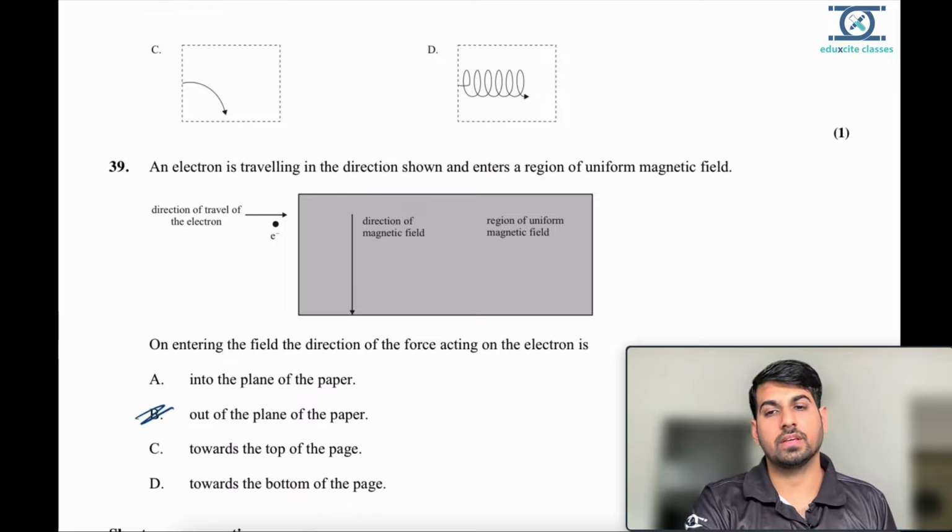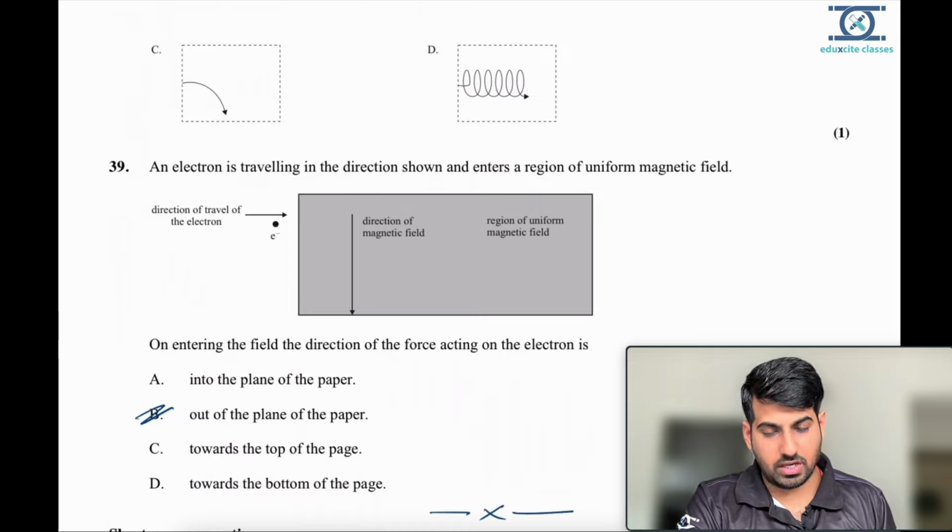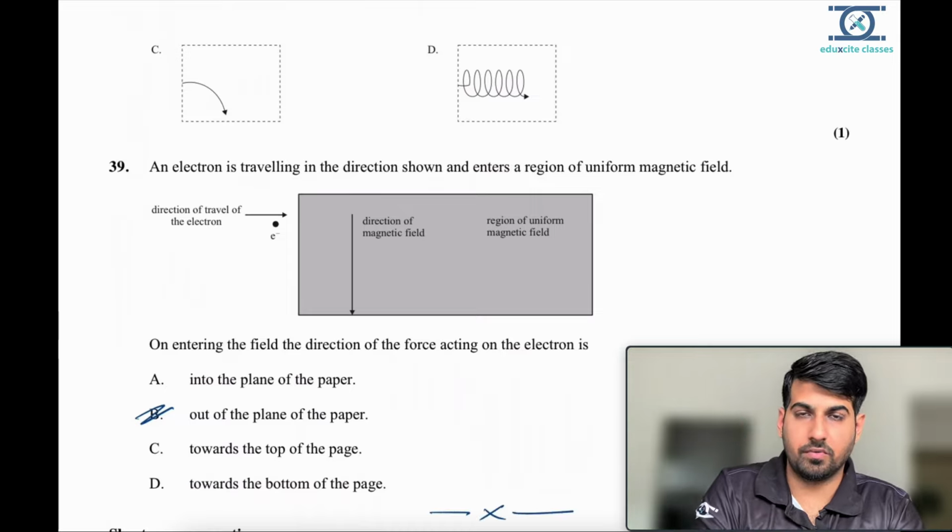Option B. So I hope I have cleared all your doubts related to topic 5, paper 1 MCQ.